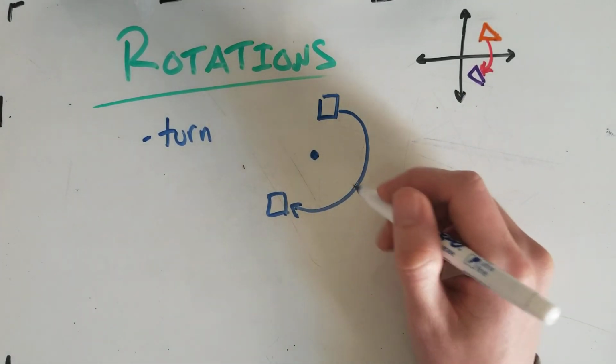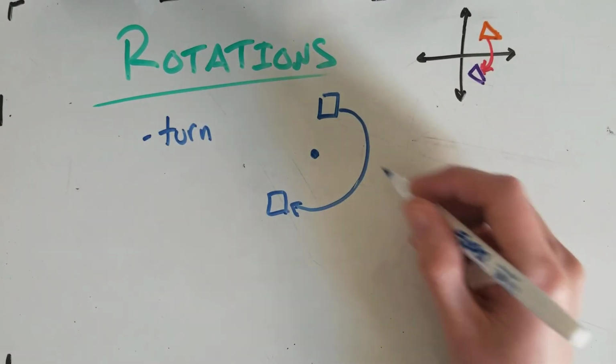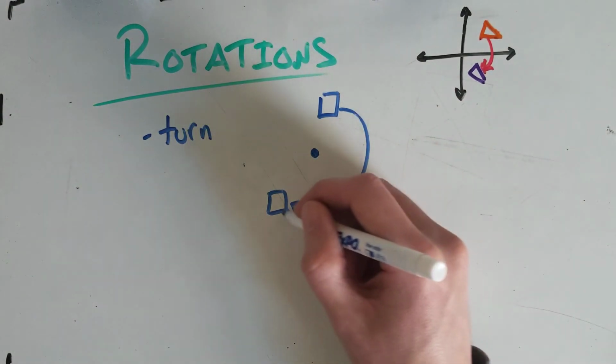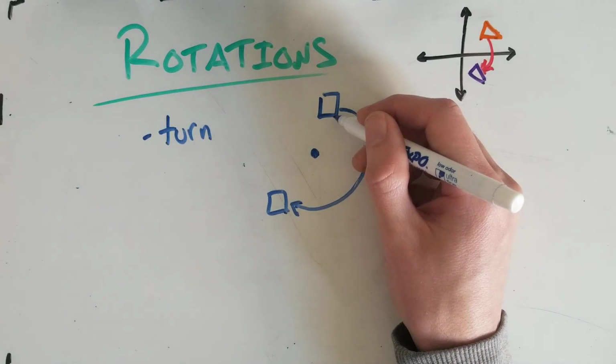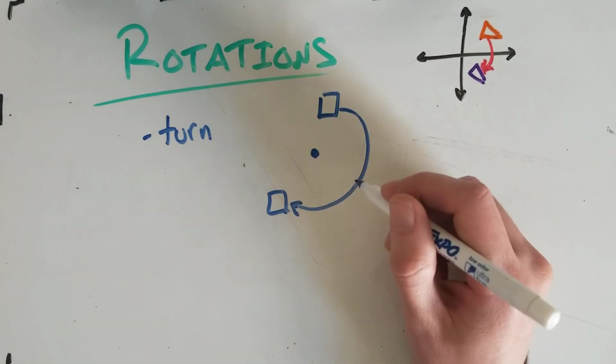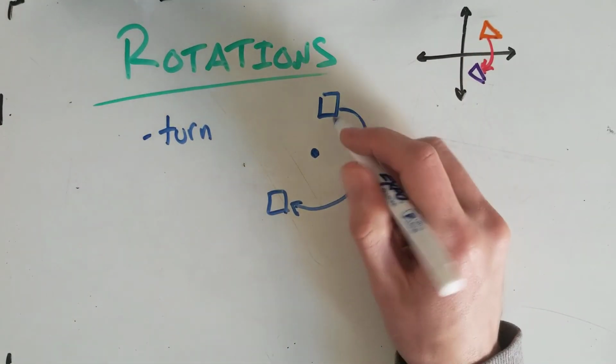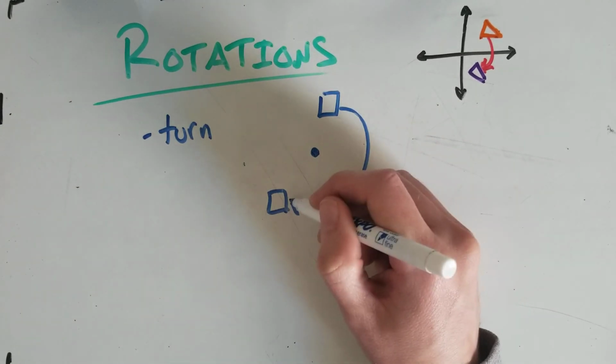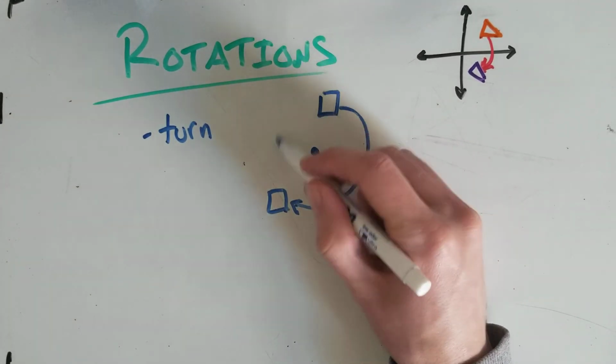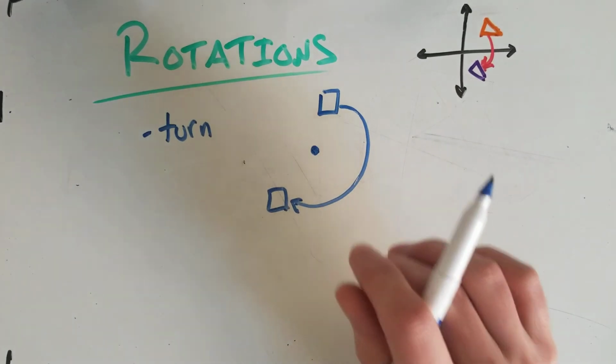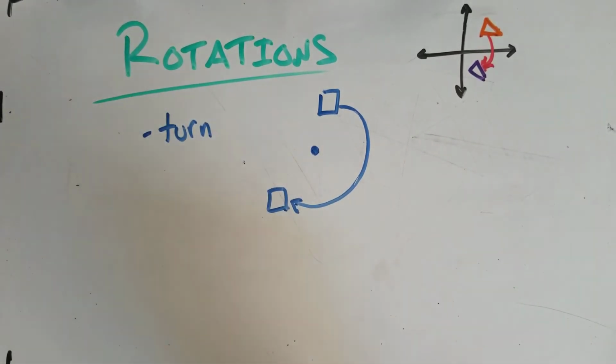Another thing we need to keep in mind is that one full rotation is 360 degrees around, and we're going to break it into three types: 90 degrees, 180 degrees, and then 90 degrees in the other direction. We'll talk about the directions and why they are important.